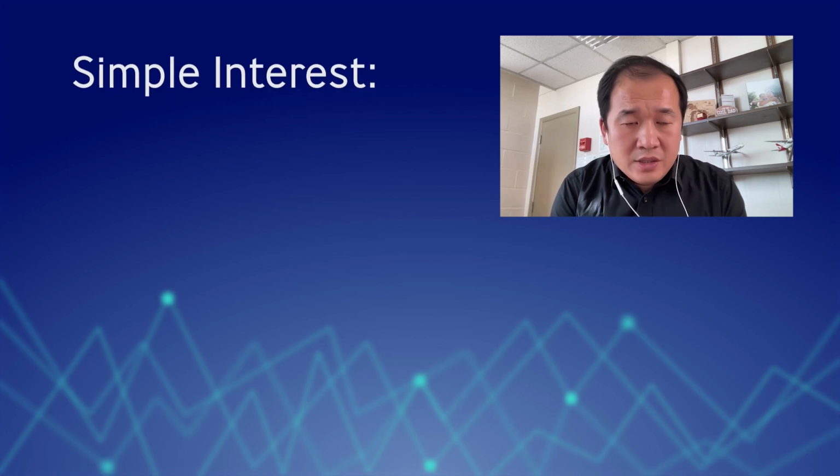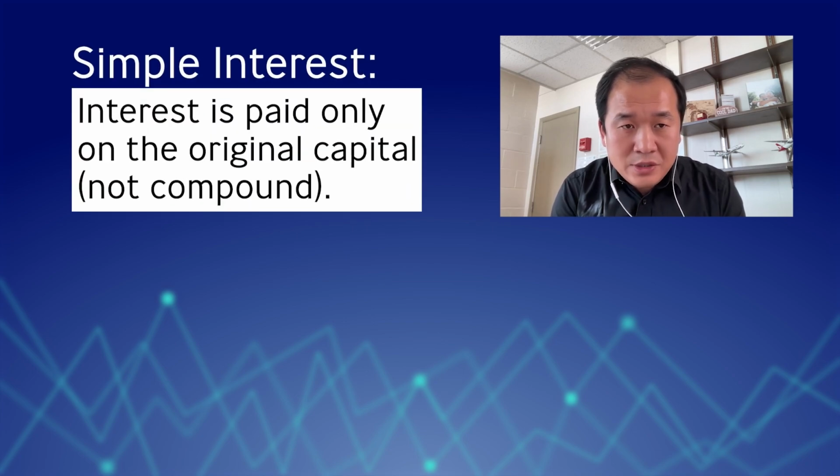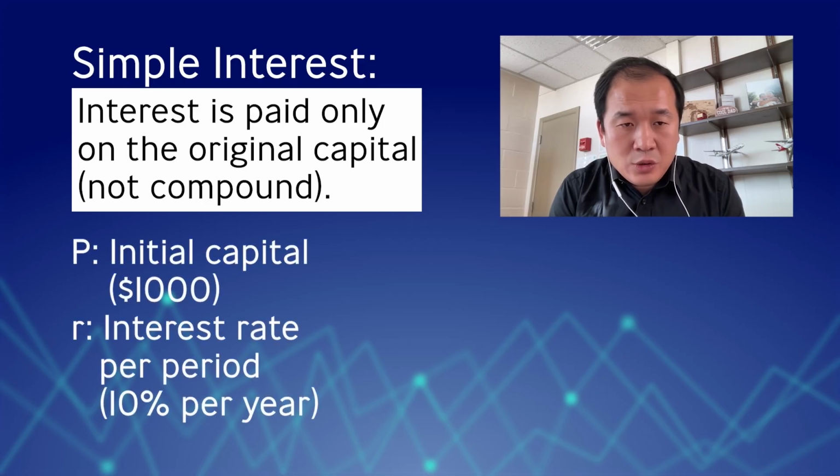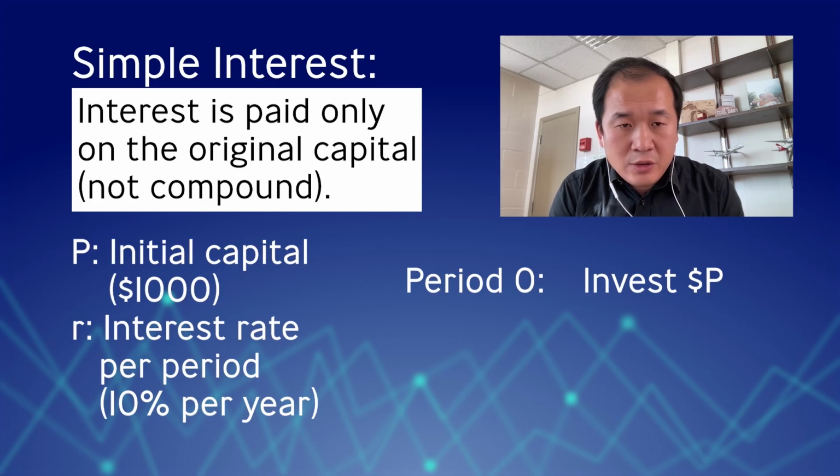First, let's look at the simple interest calculation. Simple interest is very simple, as its name suggests. Interest is only paid on the original principal, the original capital. An example would better explain this concept. Let's suppose you're investing $1,000 in a product which promises to pay you 10% interest per year. In the simple interest case, every year you will receive 10% of your initial capital, which here is $1,000. So every year you will receive $100 as interest.